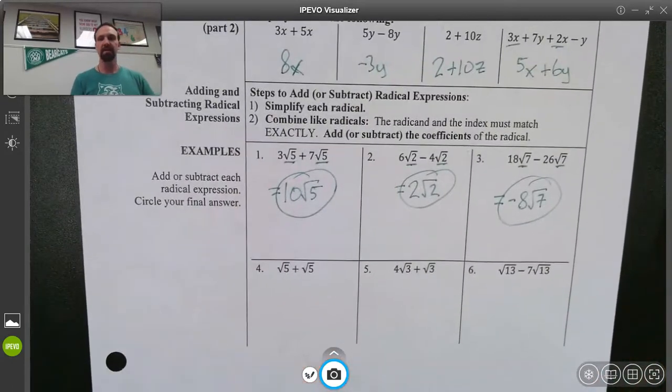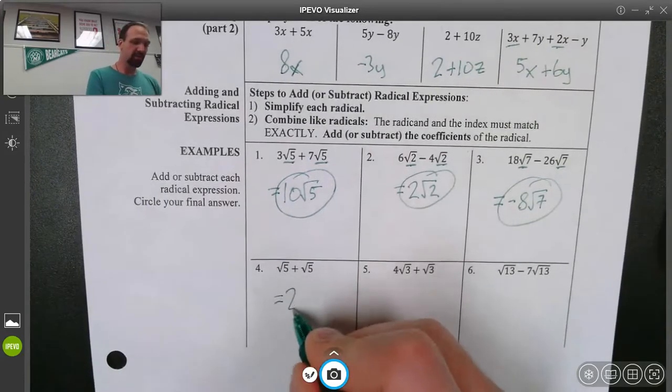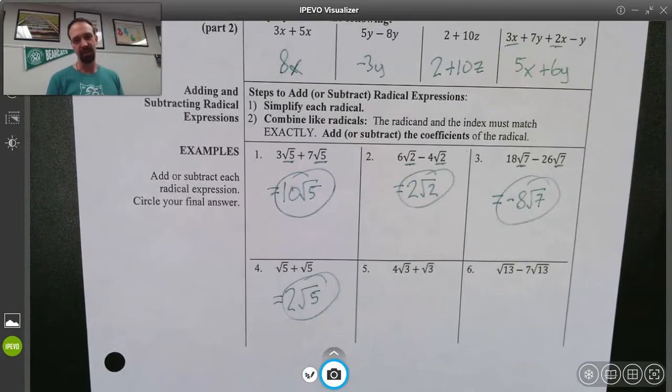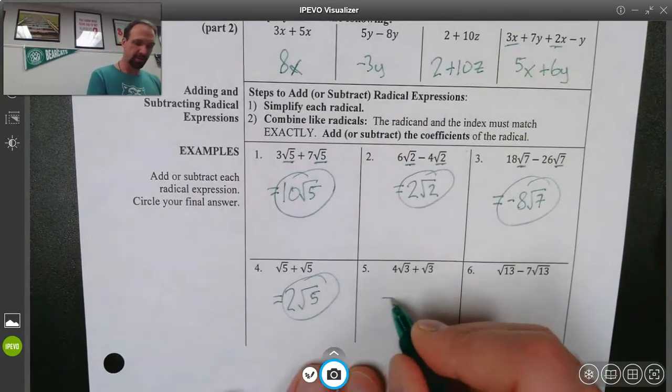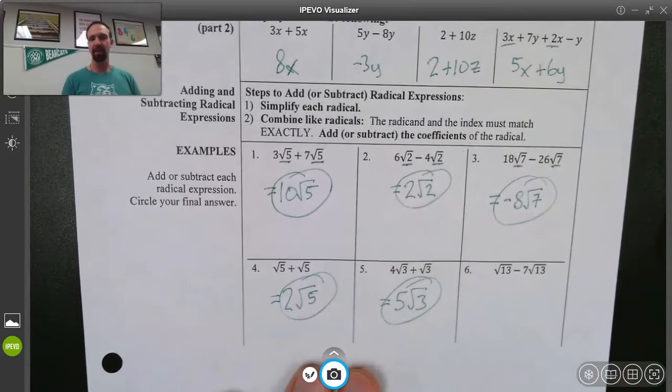All right, down here. Things are a little bit tricky. Square root of 5 plus square root of 5, that is the same. The coefficients in front are 1, so 1 of something plus another 1 of something is 2 of that thing. So that is a good way to remember. And then here, 4 square root of 3 plus square root of 3, we get 5 times square root of 3, or 5 radical 3.